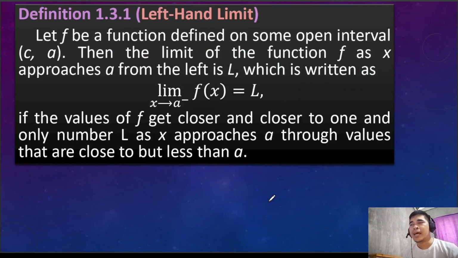And the other one, we have the left-hand limit. So this is from the other side, the values less than a. So let us define. Let f be a function defined on an open interval (c, a). Then the limit of the function f as x approaches a from the left is L. It is written as the limit of f of x as x approaches a from the left is L, if the values of f get closer and closer to one and only one number L as x approaches a through values that are close to but less than a. So this is as x approaches a from the left. Those are values lesser than the value of a.